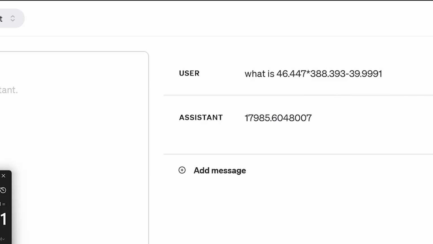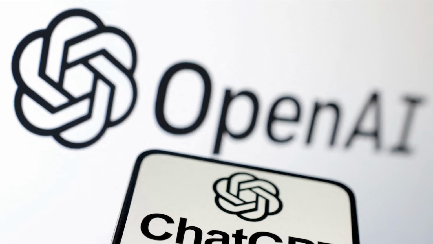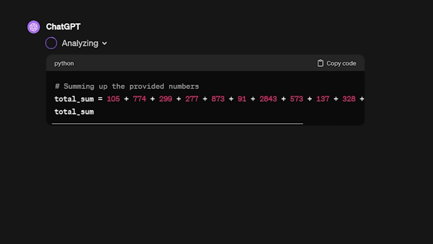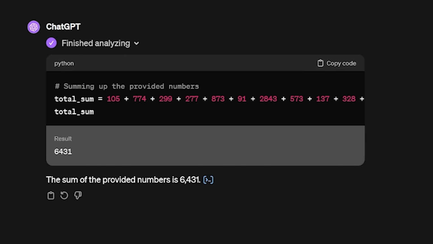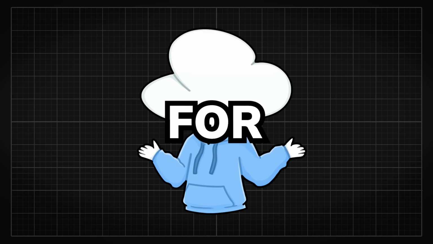But of course, things like this only happen at the fundamental level of transformer-based LLMs or chatbots, as companies that provide these AI chatbot services now integrate tools like calculators for AI to use. So it doesn't try to persuade you 1 plus 1 is 3, which makes it more suitable for practical use.